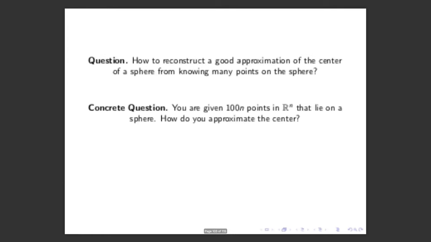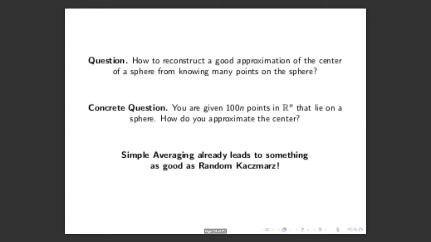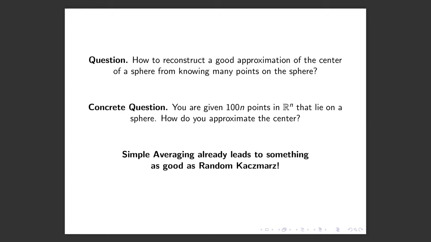So that's the question. Maybe a more concrete question: you're given 100 endpoints in n dimensions. What's the best guess you can have for the center of the sphere? And in what runtime do you get it? That's the computational aspect. And the good news is even the worst possible idea you could have is already as good as random Kaczmarz. In particular, if you come up with a better idea of how to do it, you're beating random Kaczmarz by design. Right, you're not going to do worse. The moment you come up with something slightly smarter than the average, you have a faster method.